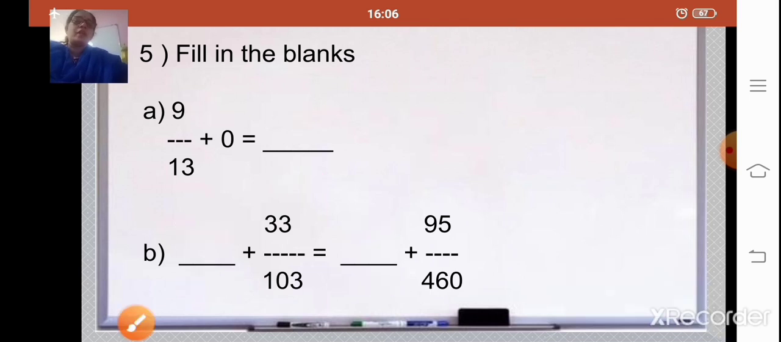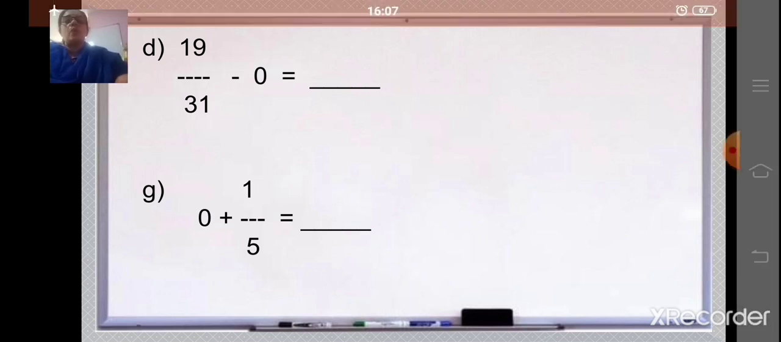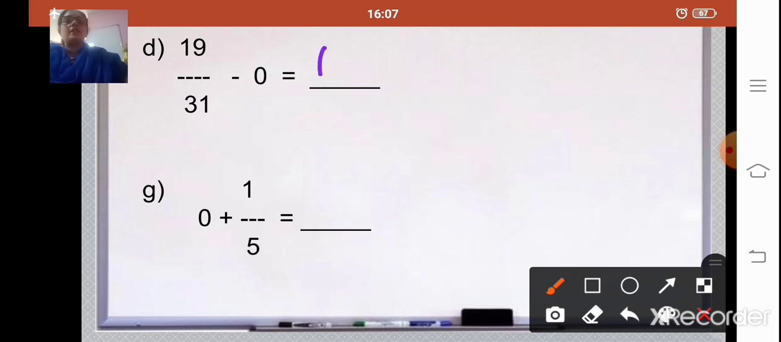Coming to the next sum, 9 upon 31 minus 0. So this is according to the property of 0 in subtraction. So if 0 is subtracted from any fraction, the answer will remain the same, that is 19 upon 31. And same way, when 0 is added to any fraction, again the answer will remain the same, that is 1 upon 5.